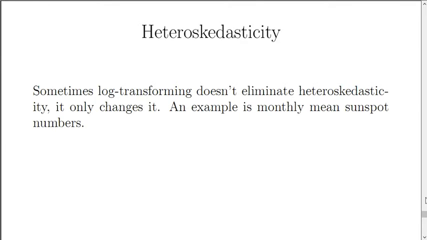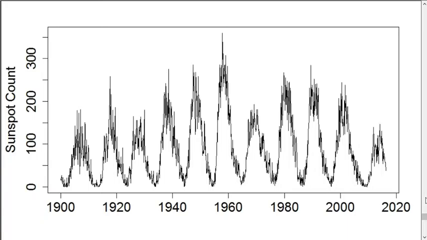Sometimes log transforming doesn't do the trick. It doesn't eliminate heteroskedasticity, it just changes it. For example, let's take a look at the time series of monthly mean sunspot numbers since January 1900. If you look closely, you can probably see that the variance, the amount of variation that happens, tends to be bigger when the sunspot count is higher and tends to be less when the sunspot count is lower.